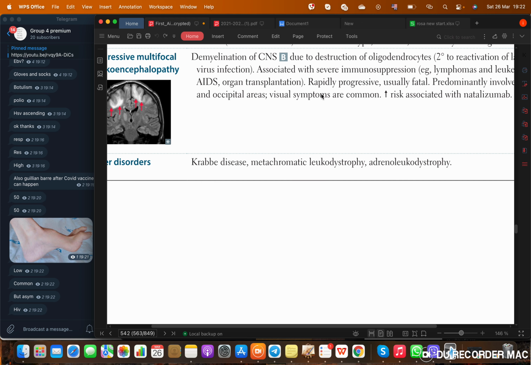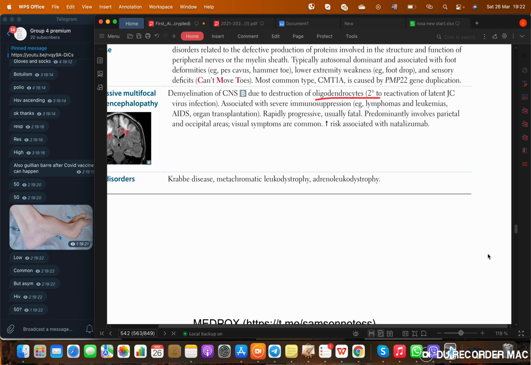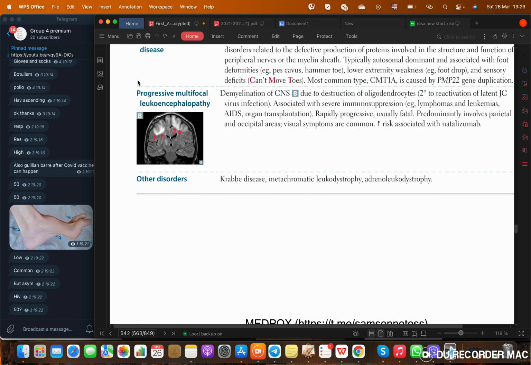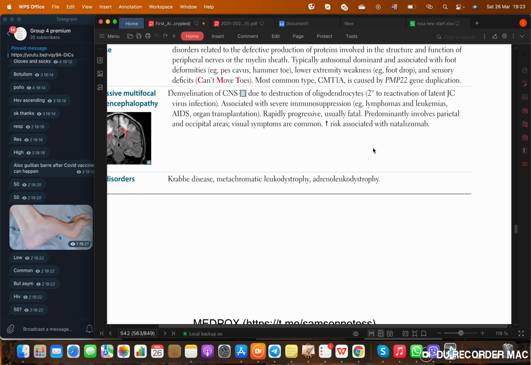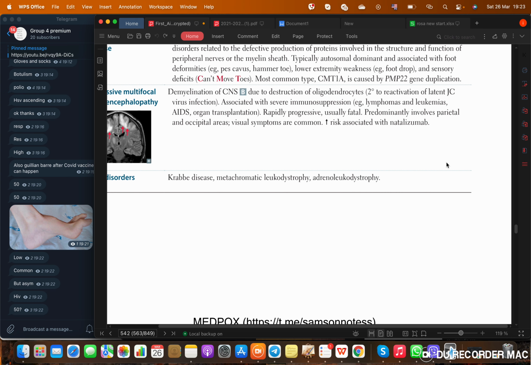So demyelination of the CNS is due to destruction of the oligodendrocyte. If you are asking which count, yes, it's 50. Oligodendrocyte destruction leads to reactivation of the JC virus. It's associated with an immunosuppressive treatment, such as in cases of lymphoma, leukemia, AIDS, or organ transplantation. So anything that leads to immune system dysfunction can promote it. It's rapidly progressive from the name, which means that it becomes worse really quick, usually fatal.